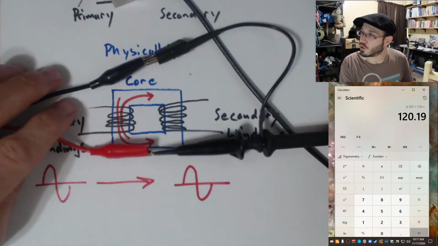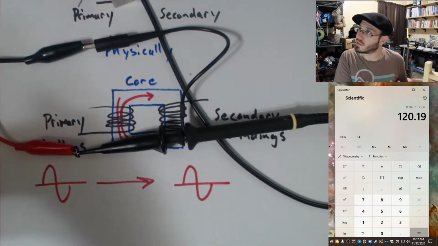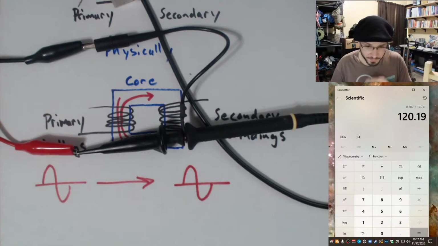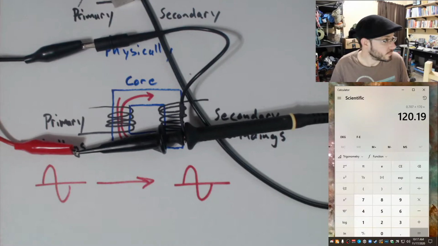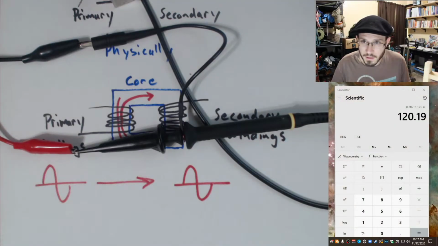So I don't have a transformer hooked up just yet. All I'm going to do is look at what's coming out of my AC voltage source. And for that, I'm going to need to fire up... Where is it? There we go.